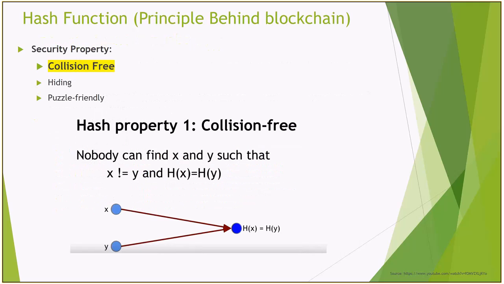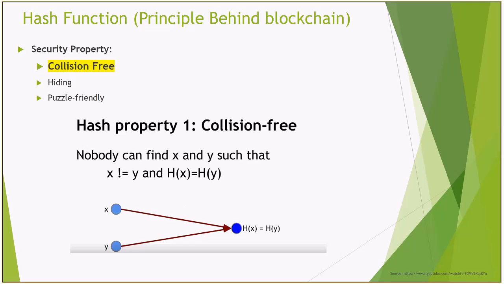The next slide is basically about the principles behind the blockchain. There are three basic principles behind the blockchain: the hashing functions and their security properties. Now the security properties of any cryptographic protocol are: one, collision free; second, hiding; and third, puzzle friendly. Once again we are wondering what exactly the hashing property is. Hashing, as I said earlier, which was SHA-256, is hashing of a number, let's say a hexadecimal number, into a 256-bit hexadecimal hash.